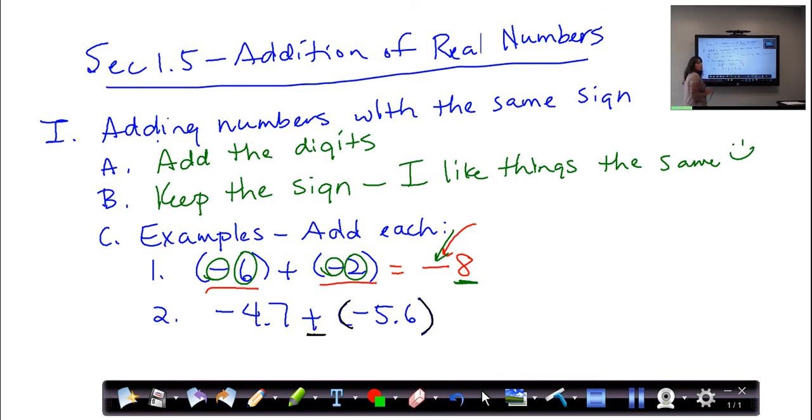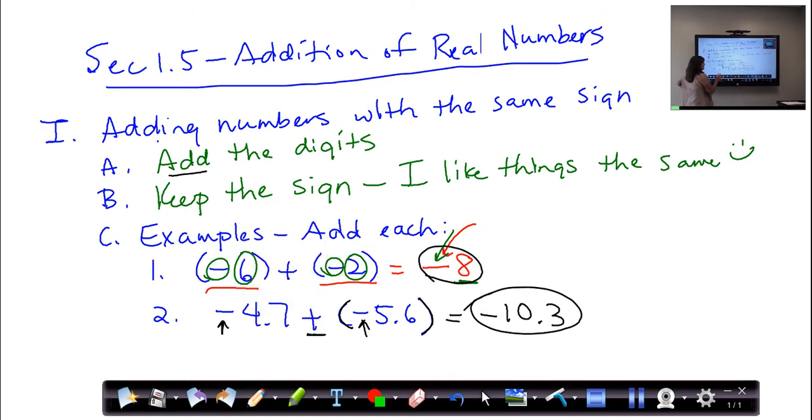So now what we said was, since the signs are the same, I've got a negative right here and another negative right here. Signs are the same. That means I'm going to add the digits. So a 4.7 and a 5.6 is going to be a 10.3. And since the signs are the same, I'm simply going to keep that sign. If they're both negative, I'm going to keep it negative. I like it when things are the same.